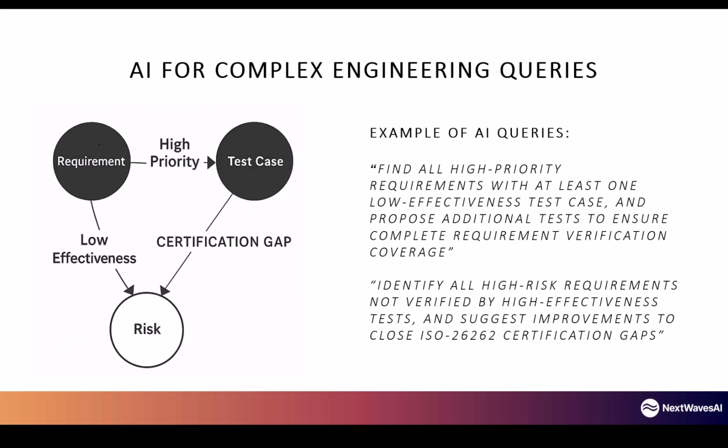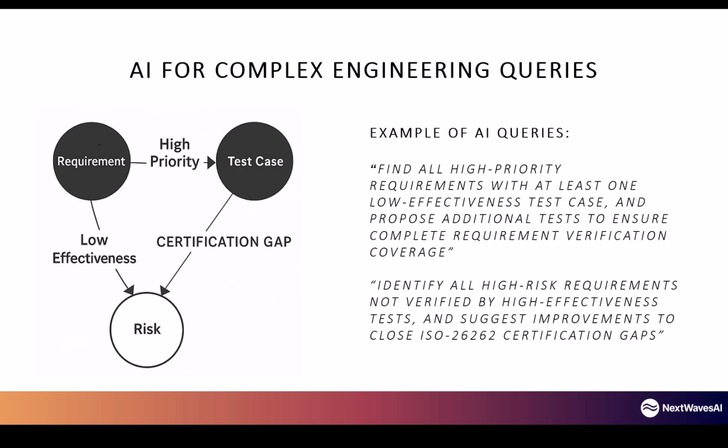So what are we looking at? This slide is showing two examples of typical engineering questions we are interested in. Let's go through them. The first one is: find all high priority requirements with at least one low effectiveness test case and propose additional tests to ensure complete requirement verification coverage. That's a multifaceted question, right? You first need to retrieve the data, you need to analyze the level of priority and effectiveness of test cases and requirements, and then finally you need to figure out whether you can improve the coverage, is the coverage good, etc.